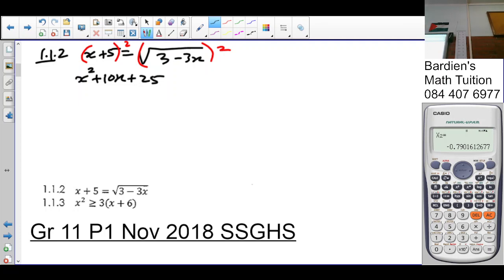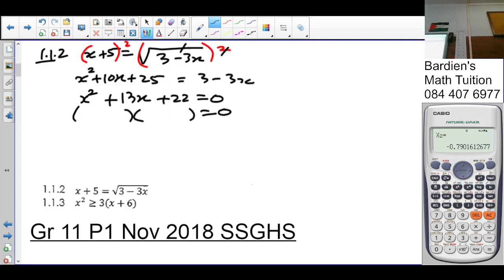Okay. So that cancels that thing. So that gives us 3 minus 3x. So we get x squared, we bring everything to the left hand side. 10x plus 3x is going to give you 13x. 25 minus 3 is 22. Okay, so that's going to give you 11 and 2. So x and x, 11 and 2, plus. Again, if you can't factorize a trinomial, use the quadratic formula. So I know that is one thing that you guys get right all the time. Okay. So x is equal to negative 11 or x is equal to negative 2.